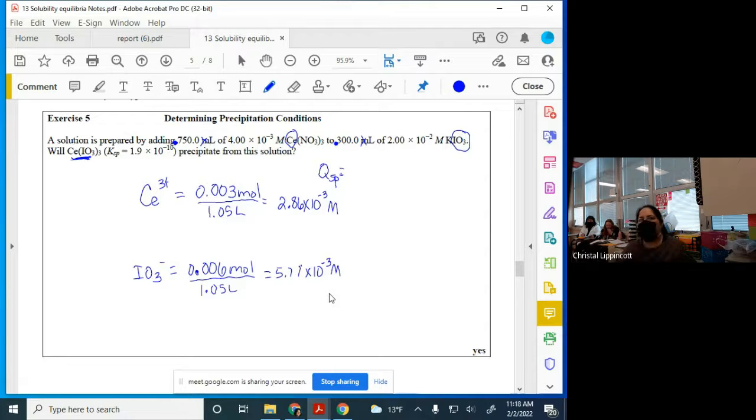Double check my math, make sure that that looks right. Yes, ma'am. So how did you get the moles for IO3? The IO3, I multiplied 0.3 times this. So that gave me the moles for here. And then I'm going to divide it by the volume to be able to get my molarity.